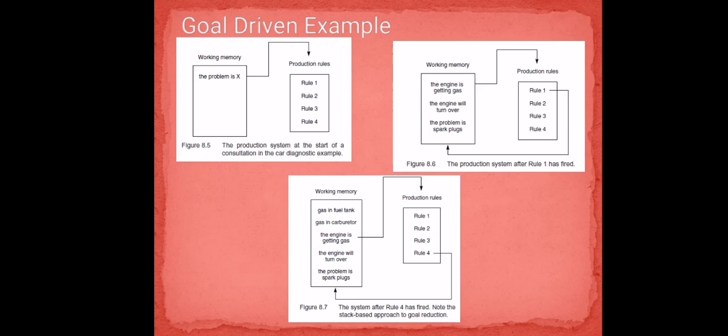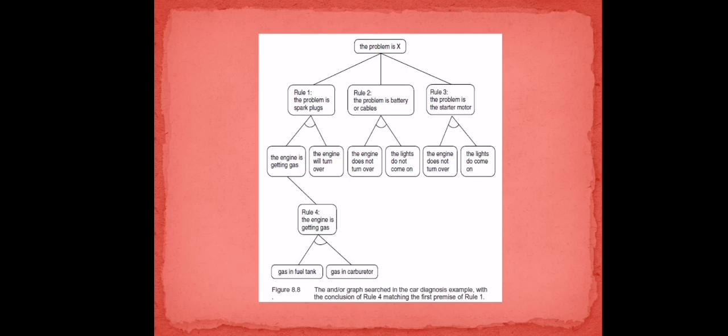Suppose the first thing is to start the consultation of the car diagnostic example. Here we are considering rule 4. Actually we have some conditions that we need to check to find the solution. What is the problem? When we are considering rule 1, the problem is spark plug. For concluding rule 1, we need two things: the engine is getting gas and the engine will turn over. The engine is getting gas is actually a conclusion from rule 4.